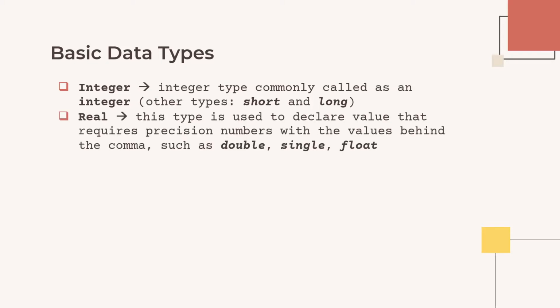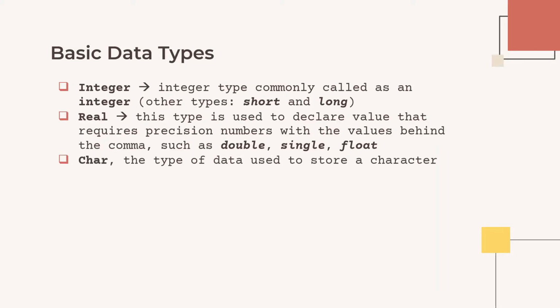And the second is real. This type is used to declare values that require precision, with a value behind the comma or fractional value behind the decimal point, such as double, single, and float. We can use double, single, and float to declare real values.